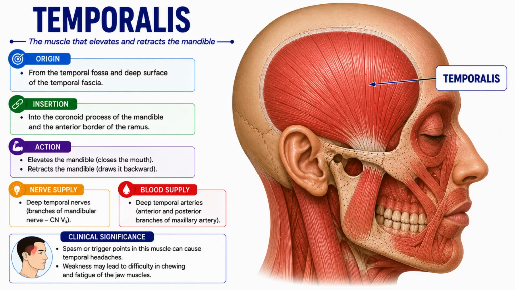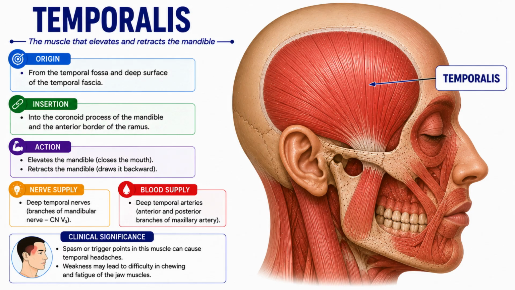Next muscle is the temporalis muscle. It is one of the largest muscles present in the side of the head. See the diagram. It is a very broad and fan shaped muscle. Fan shaped is the key word to mention this muscle.